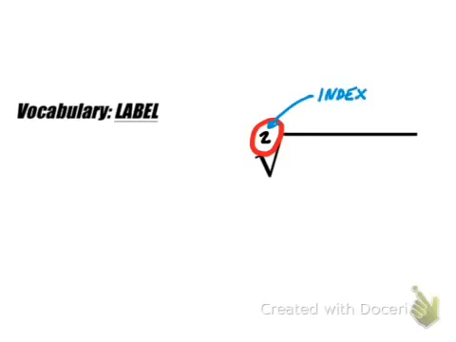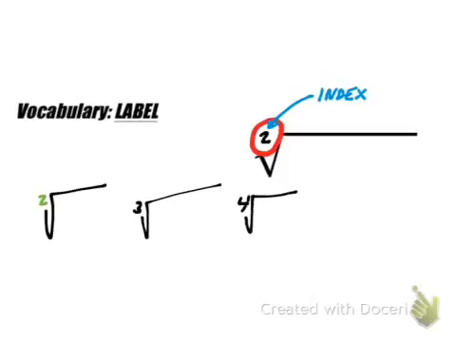So then you can also have different numbers as an index. So we have a square root, we have a cube root, we have a fourth root. Okay, you can have a fifth root, sixth root, seventh root, so on and so forth. But that little number is called our index.